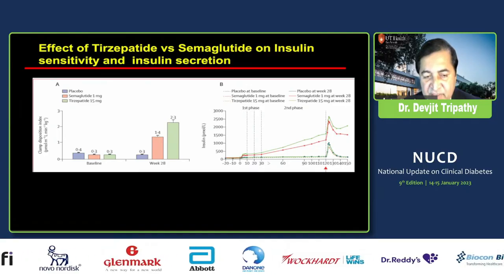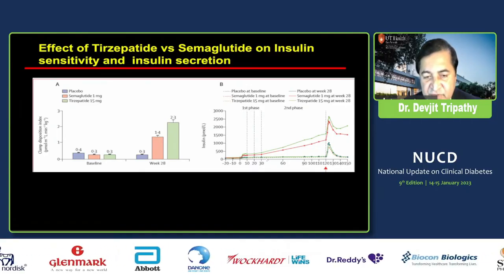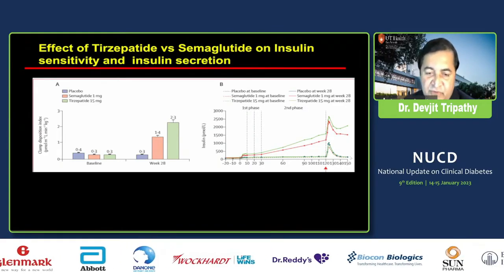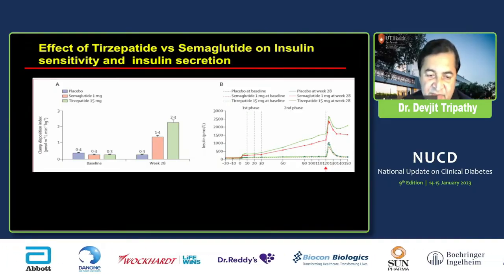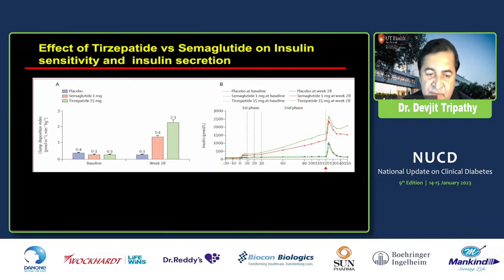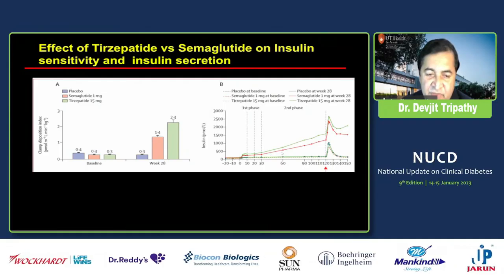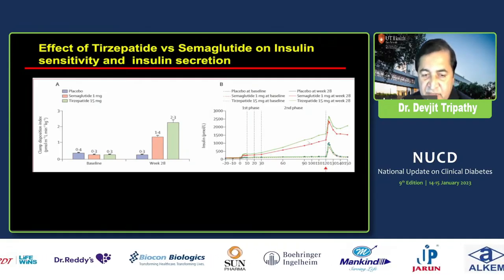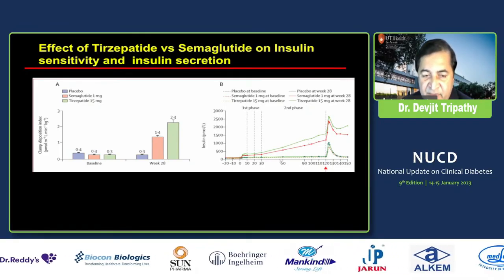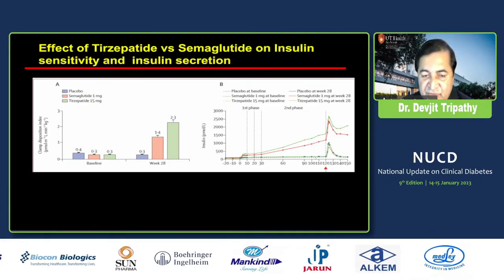This is a hyperglycemic clamp. Here is the first phase insulin response. This is the insulin response following arginine. In a hyperglycemic clamp, this is the second phase insulin response. And the red is the one with semaglutide, the green one was tirzepatide. At baseline, there was no difference in insulin response.